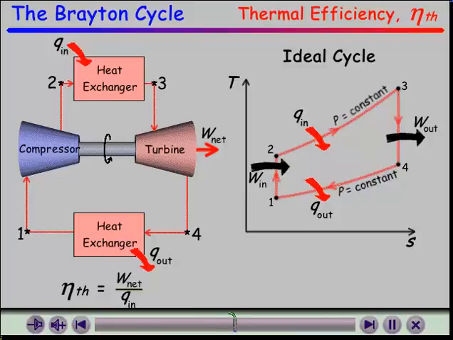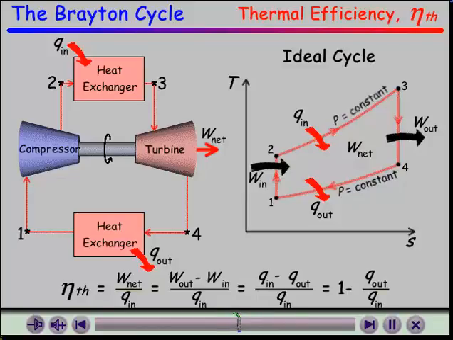We have seen that the net work output is equal to the total work output of the gas turbine minus the total work input required to drive the compressor. The net work output is also equal to the net heat transfer to the system, Q in minus Q out. The area enclosed in the TS diagram is often used to represent the net work output.